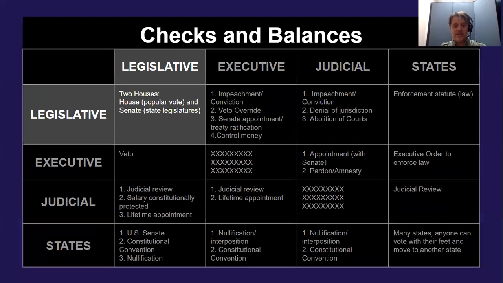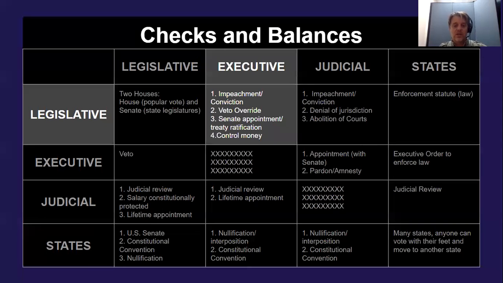Some different checks and balances. The legislature, they can actually check themselves. They can block themselves because laws have to be approved by both houses or both chambers of Congress. So the House could vote on a bill and the Senate could just never vote on it, and then it goes nowhere. So that's one way the legislature can check itself.